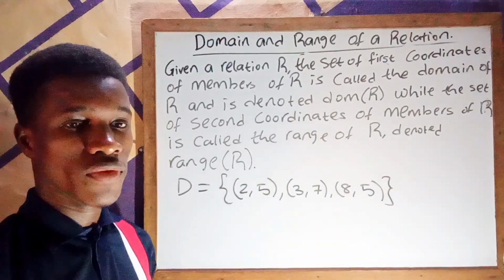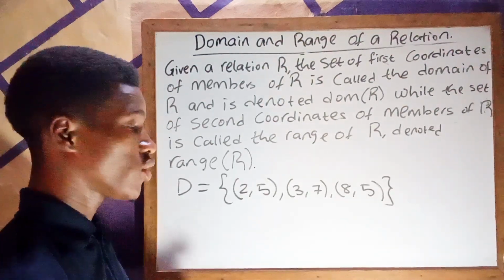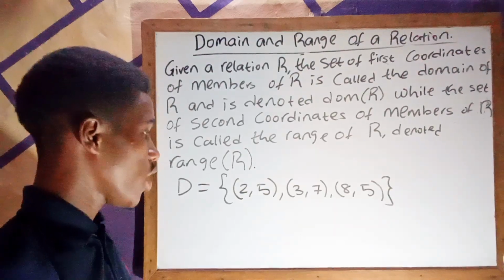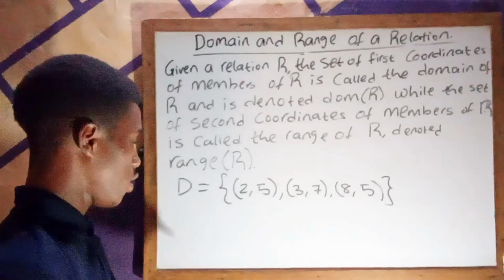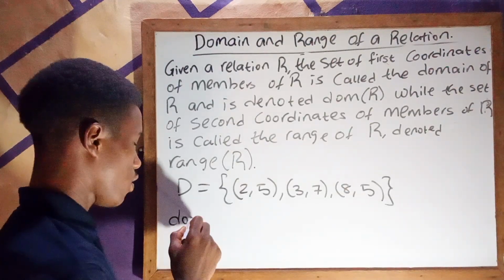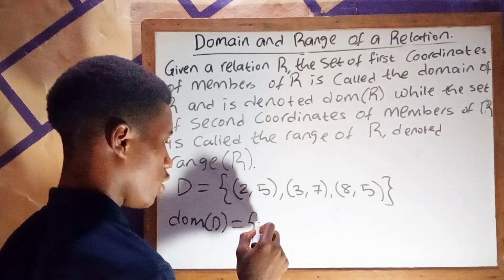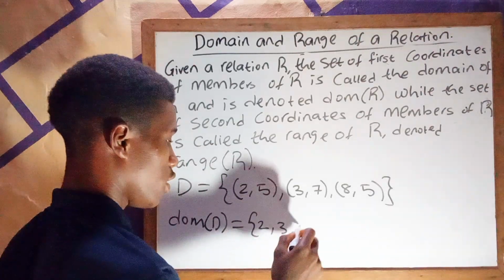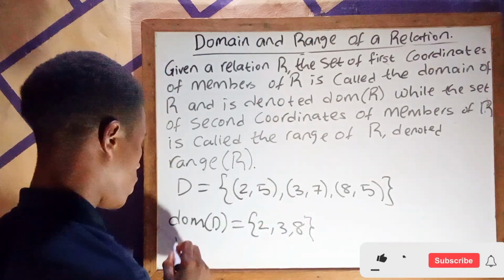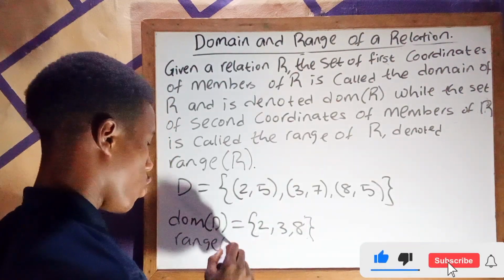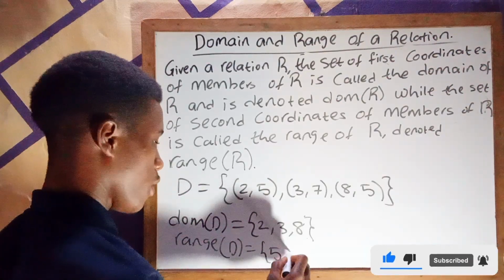Here we have another example of a binary relation which we call the relation D. And in this case we define it with just numbers. Now if you look closely, you can solve it and put the answer in the comment below even as we solve. The domain of D is the set 2, 3, 8. While the range of D is the set 5, 7.